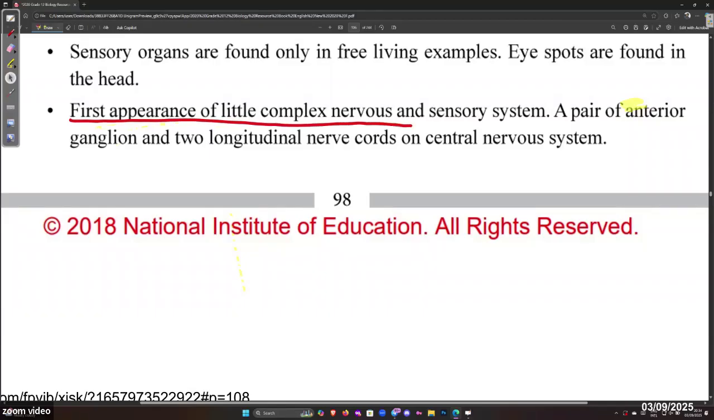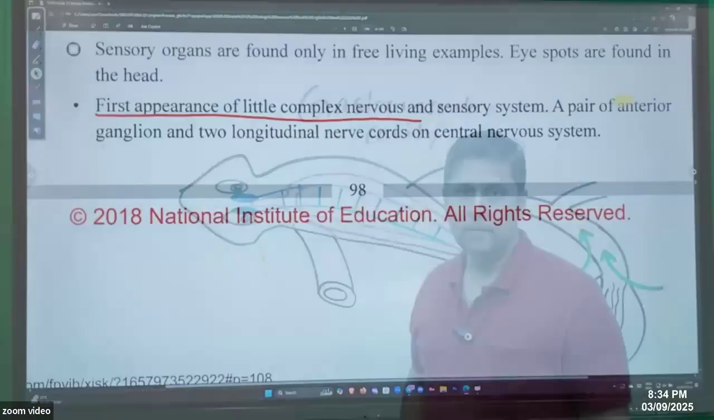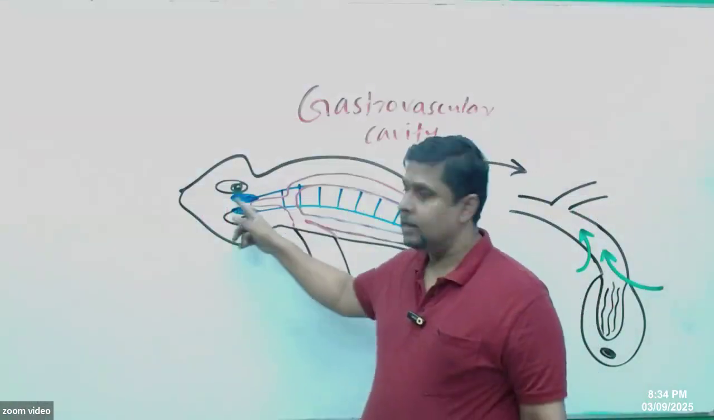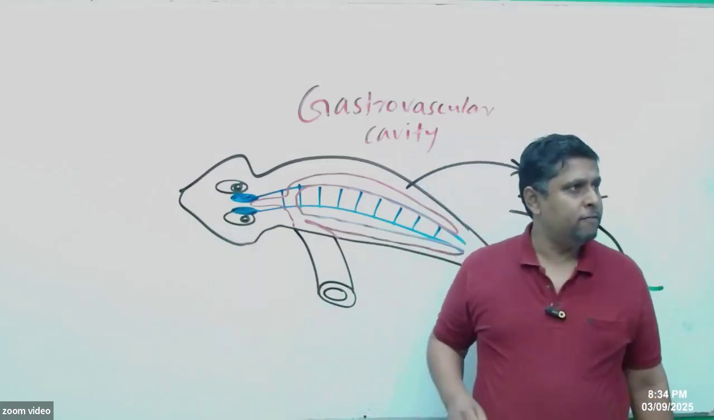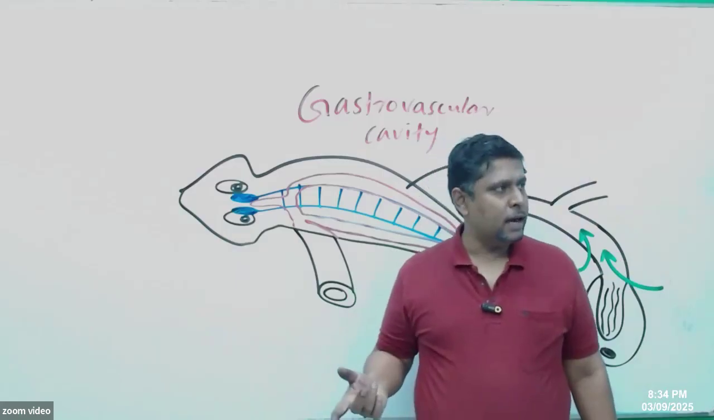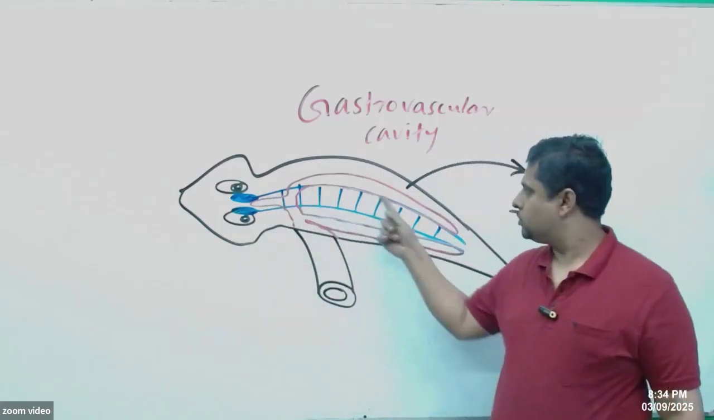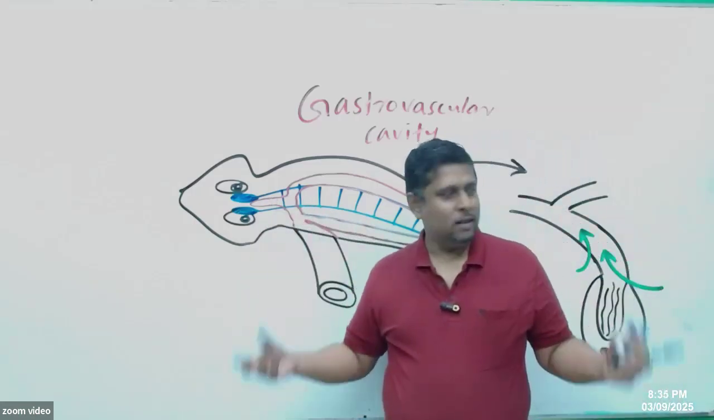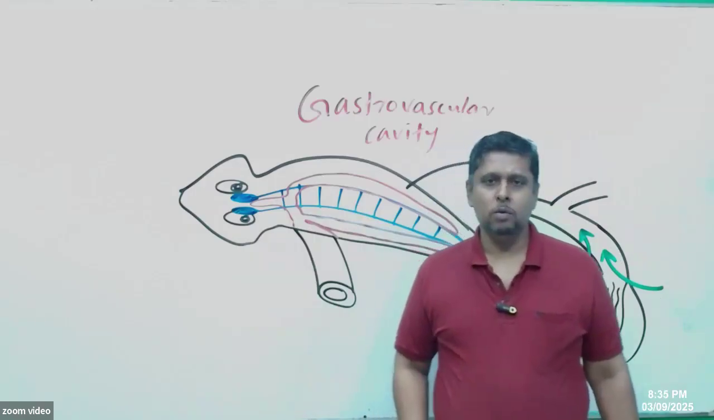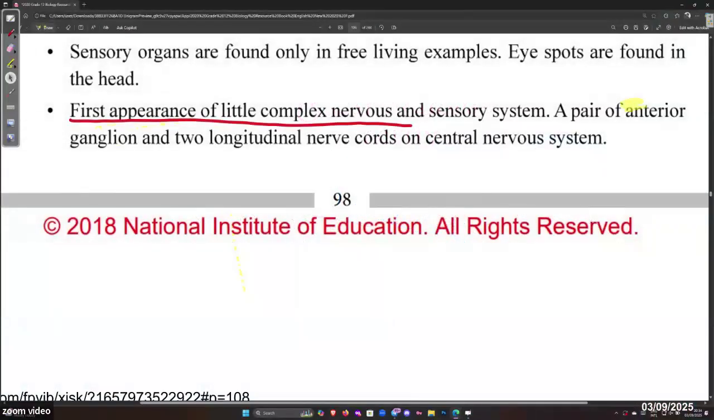Pair of anterior ganglia present. Anterior ganglia, I showed that. These are the anterior ganglia, people. So they have a pair of anterior ganglia and two longitudinal nerve cords. The blue colored elongated things are the longitudinal nerve cords.